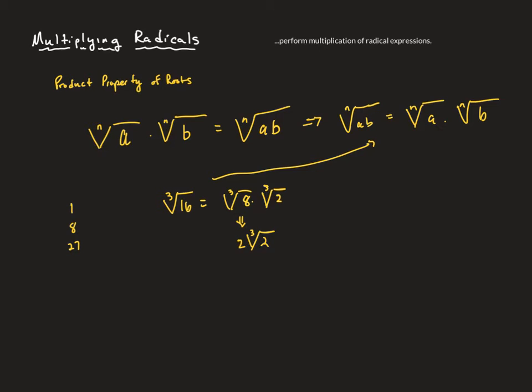So just remembering these product properties, what are we trying to do? We're trying to perform the multiplication of radical expressions. And how can you multiply radical expressions? Moving forward with our examples.